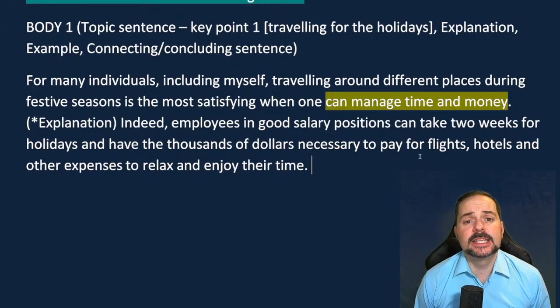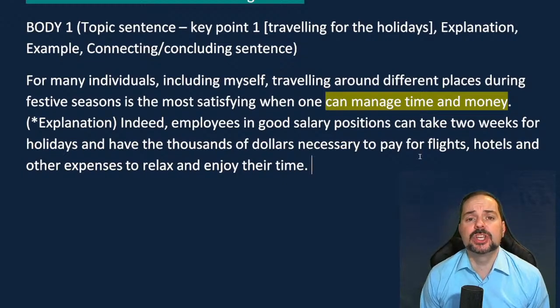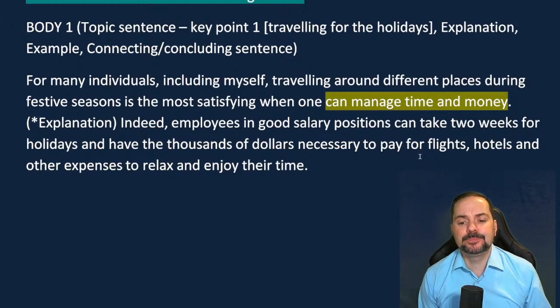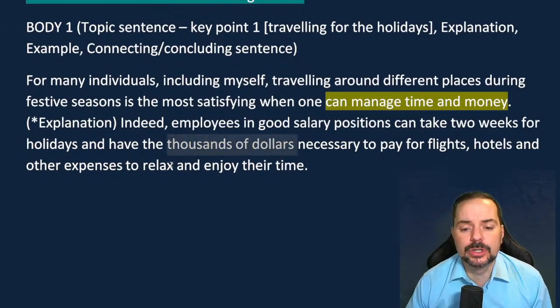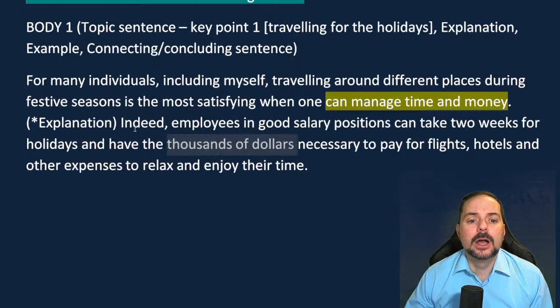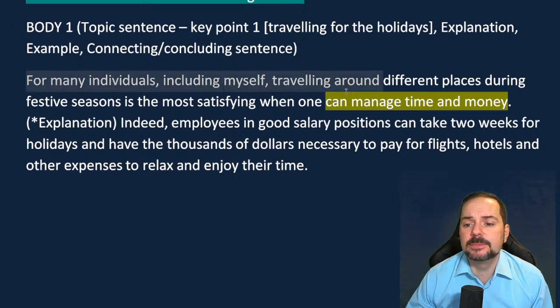So this is my explanation, and this explanation is obviously quantifying the information as well. Okay, so using numbers, like thousands of dollars. Right now I'm just flowing from the topic sentence into the explanation. And if we reread this, it makes a lot of sense.